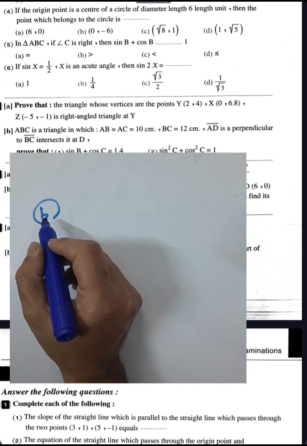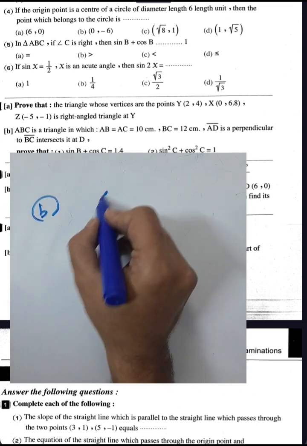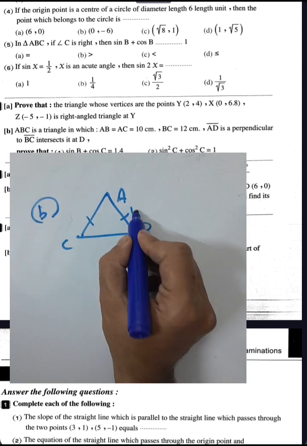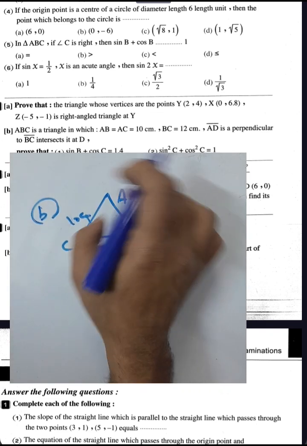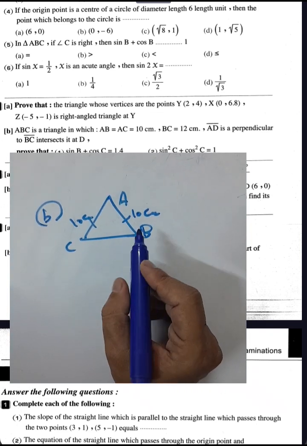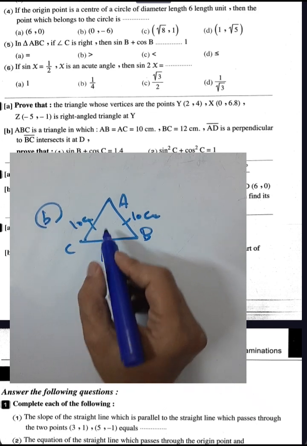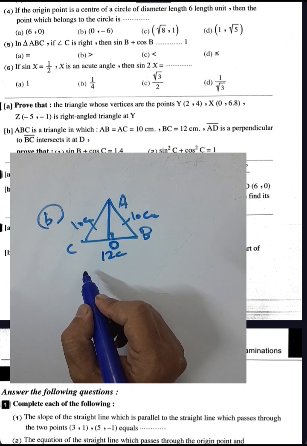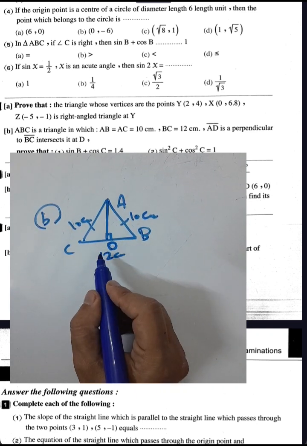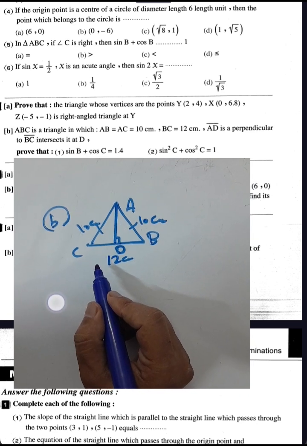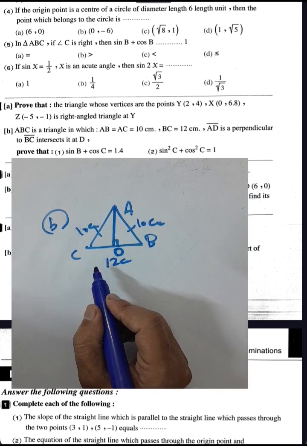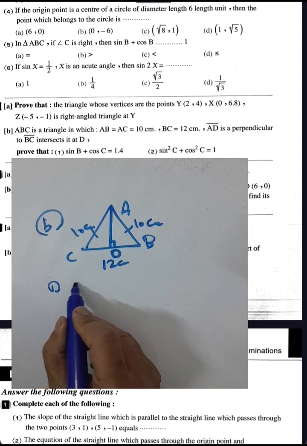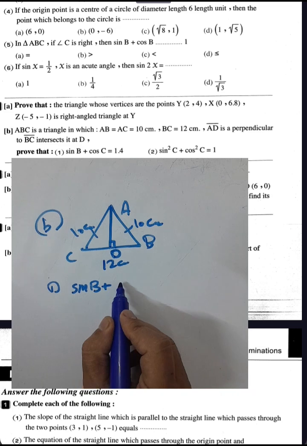ABC is a triangle in which AB equals AC equals 10 centimeter. We have 10 centimeter here, 10 centimeter. And BC was 12 centimeter. AD perpendicular to the base here, and it's at D. You want to find what? Find sine B plus cosine C. Or prove that. Prove that number 1. Sine B plus cosine A.